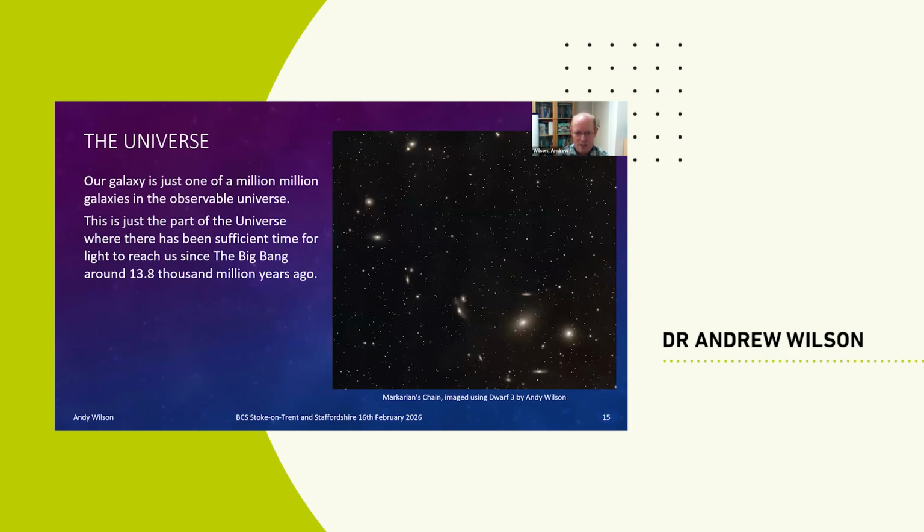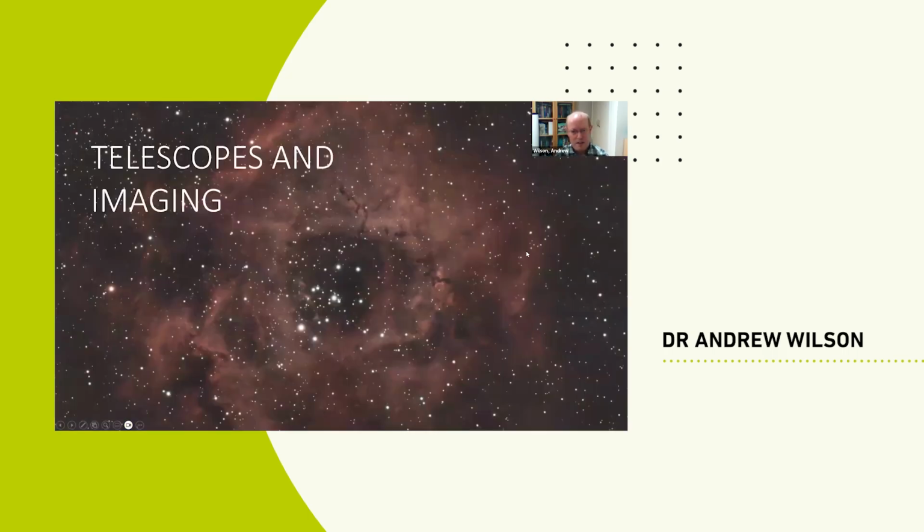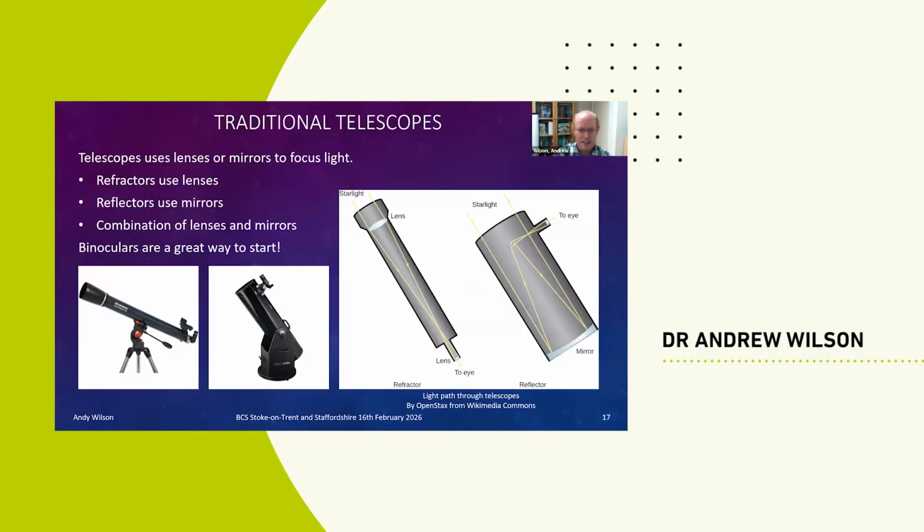Because the universe is only 13.8 thousand million years old, anything which is beyond the distance where light hasn't had the chance to reach us, we can't see. So as the universe ages, we can see further and further and more and more. So that finishes my introduction to astronomy. I'm then just going to talk a little bit about telescopes and imaging.